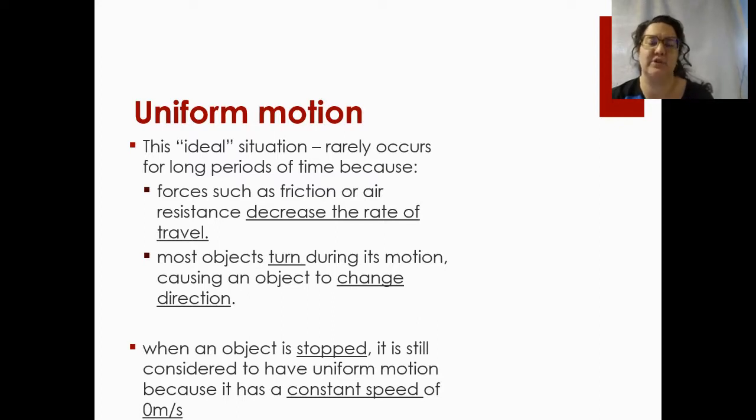This ideal situation rarely occurs for long periods of time because there's friction and air resistance, which decrease the rate of travel. Most objects turn during their motion, which causes an object to change direction. However, when an object is stopped, it's considered to have uniform motion because its constant speed is 0 meters per second.